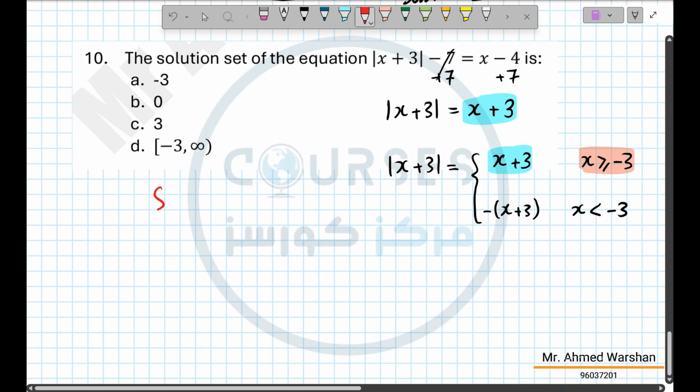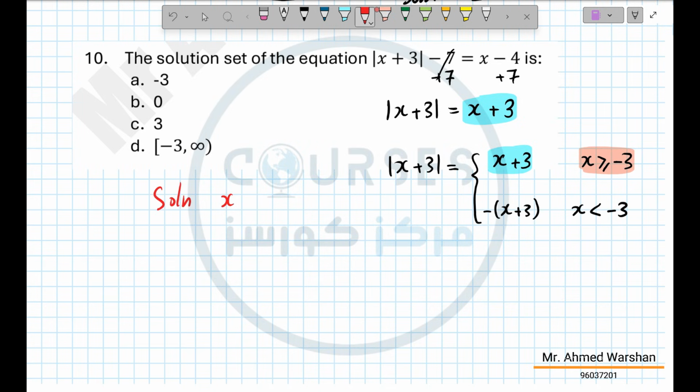So the solution is x is greater than or equal to negative 3. If you want to graph that to find your interval, or you can do it mentally if you can, starting from negative 3, closed point, and going to the right. So your solution as an interval is negative 3 to infinity, which is this one.